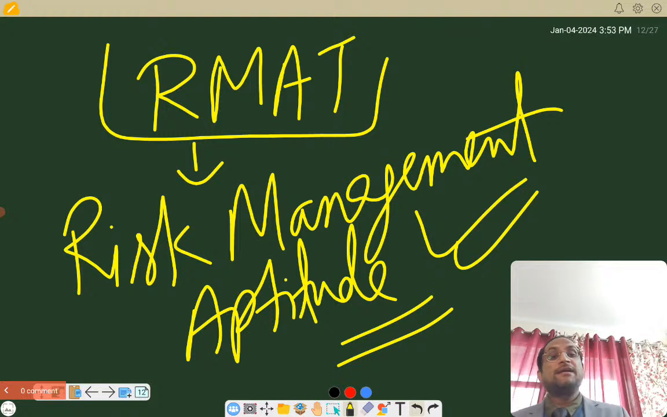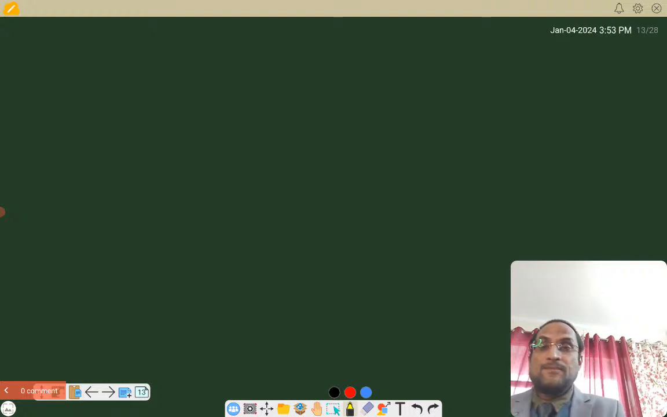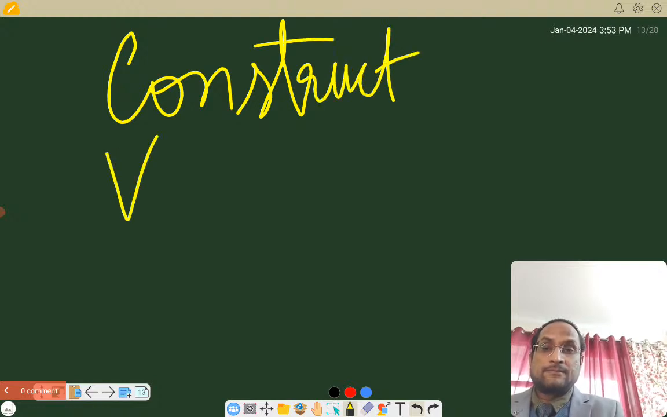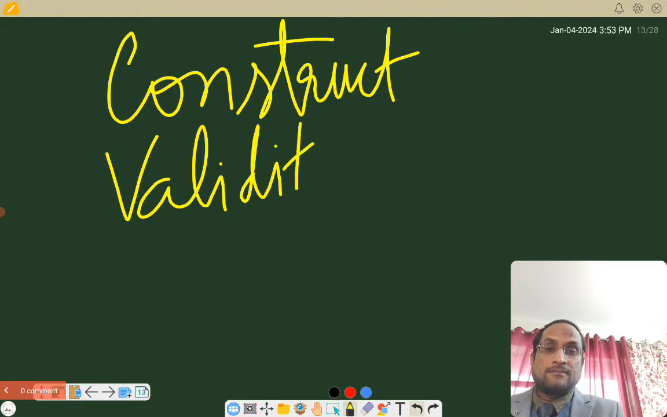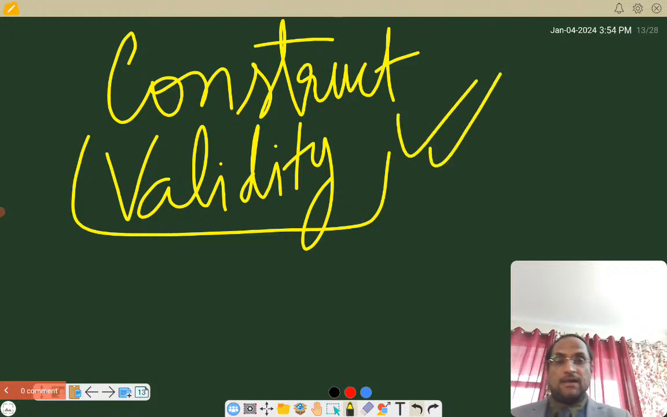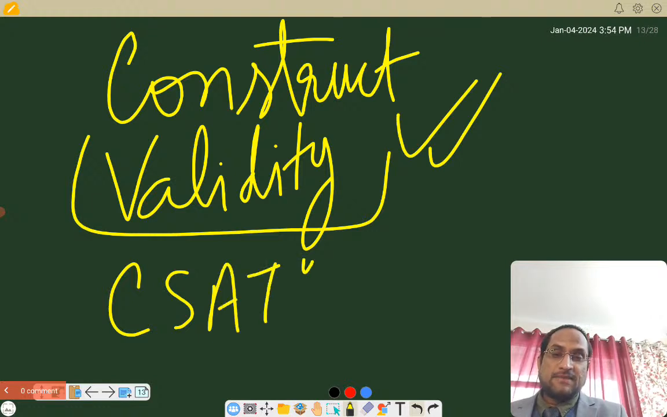Face validity, content validity, criterion validity. What else is left? Construct validity. For the same kind of example which we have taken for criterion validity, we will evaluate the construct validity also. Aptitude, civil services aptitude test. This is our test for which we have to do the construct validity. What is the meaning of construct validity?